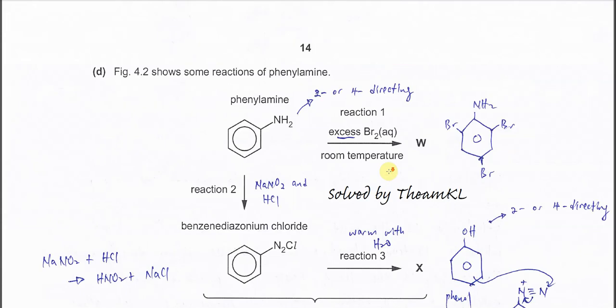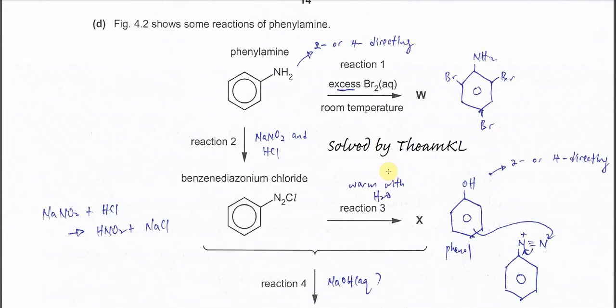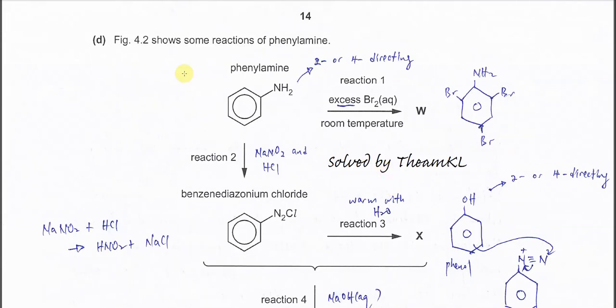Okay, part D. For this reaction, it started with the phenylamine. So let's move on to reaction 1, when the phenylamine reacts with the excess bromine.